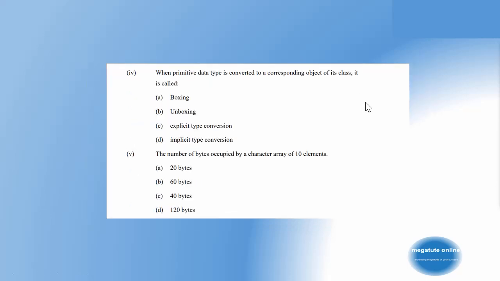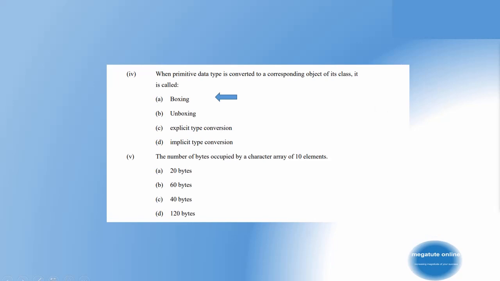Now, when a primitive data type is converted to a corresponding object of its class, it is called... Now, primitive converted to objects, right? It's called boxing or auto boxing, and the wrapper classes are meant to do this. Wrapper classes are actually meant to give the object features to the primitive data types. So this process is called boxing, or we call it auto boxing. The option is here, boxing.